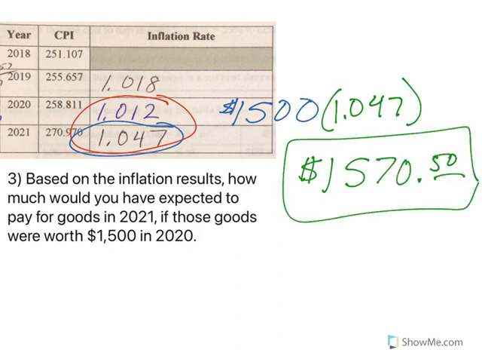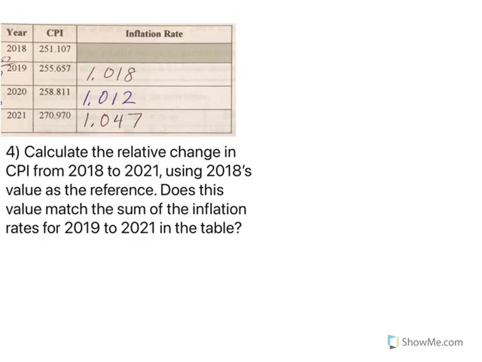So to find the next year, you multiply by that inflation rate, because this 1.047 was found by taking the 2021 rate divided by 2020. So those are the 2 years that we're comparing here. Let's calculate the relative change in CPI from 2018 to 2021. Using 2018's value as the reference, does this value match the sum of the inflation rates for 2019 to 2021 in the table?